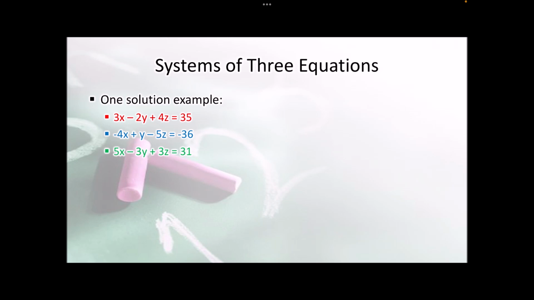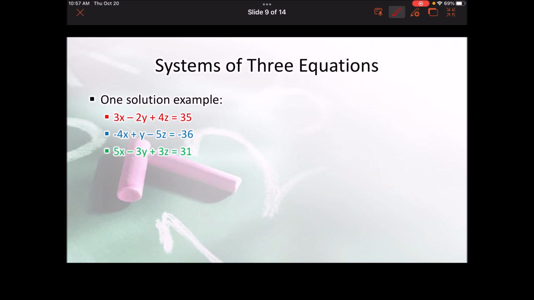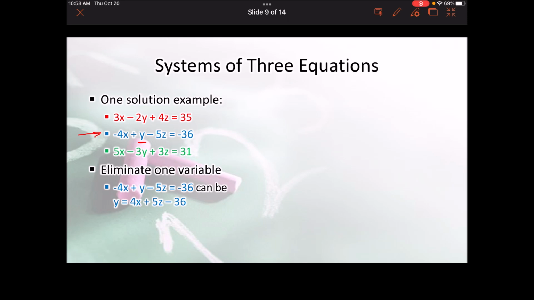Given these three equations, what I'm going to do is I'm going to solve for y first. If you look at this second equation, we see that y has a coefficient of 1, which means I can very quickly and easily solve for the value of y by adding 4x to both sides and 5z to both sides. When I do that, I end up getting an equation that y is equal to 4x plus 5z minus 36. I can then use that value of y and substitute it in the other two equations.